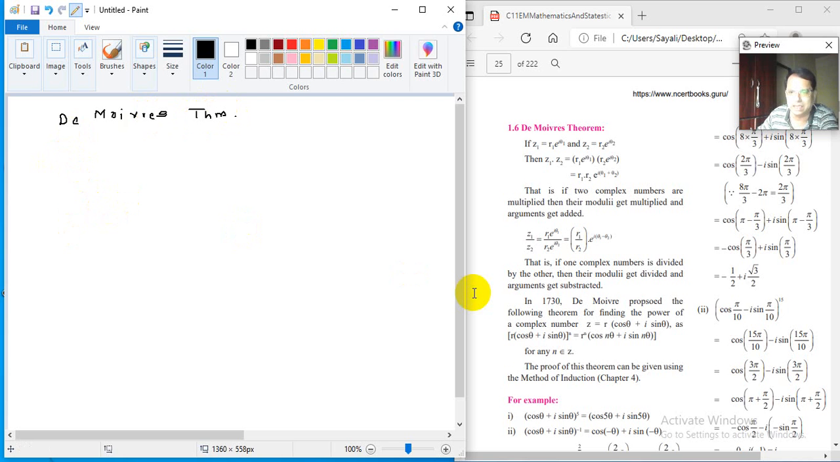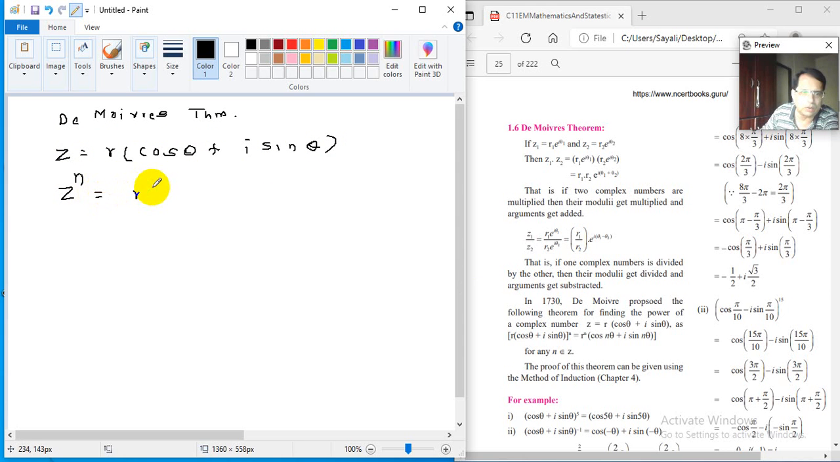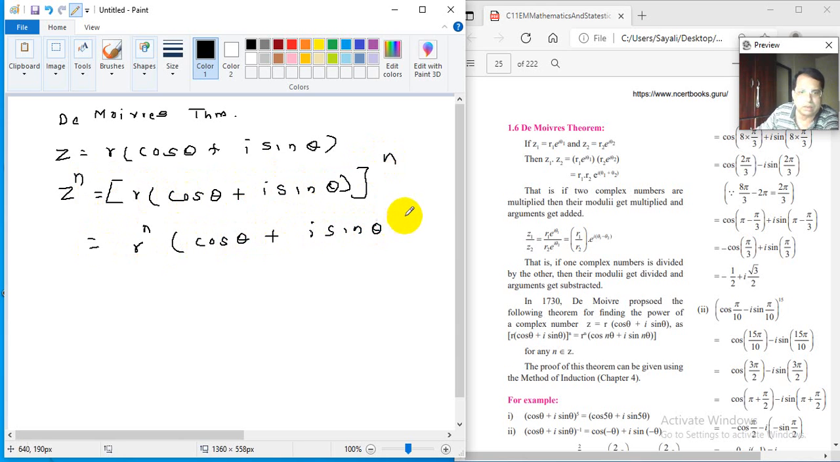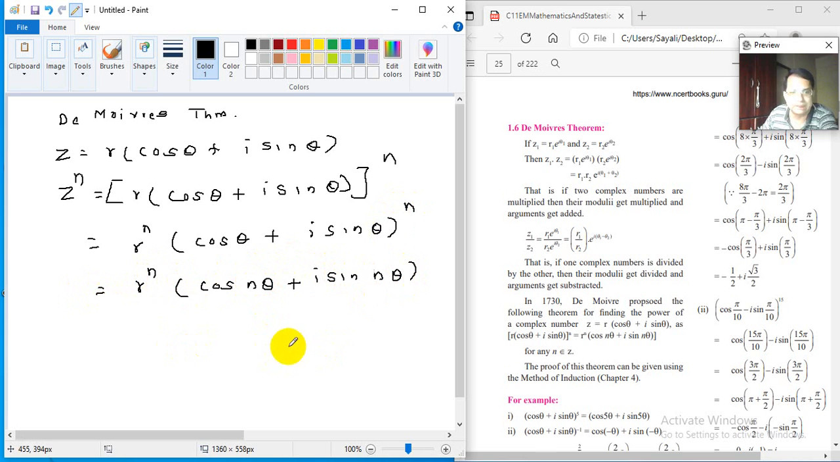Here they have written that in 1730, De Moivre proposed the following theorem for finding the powers of a complex number. Suppose Z is equal to r into bracket cos theta plus i into sin theta. Then when you want to calculate z raised to n, that means r into bracket cos theta plus i sin theta bracket raised to n, and so it will be r raised to n into bracket cos theta plus i sin theta bracket raised to n. And now De Moivre proposed that this power is cos of n theta plus i into sin of n theta. This is De Moivre's theorem.